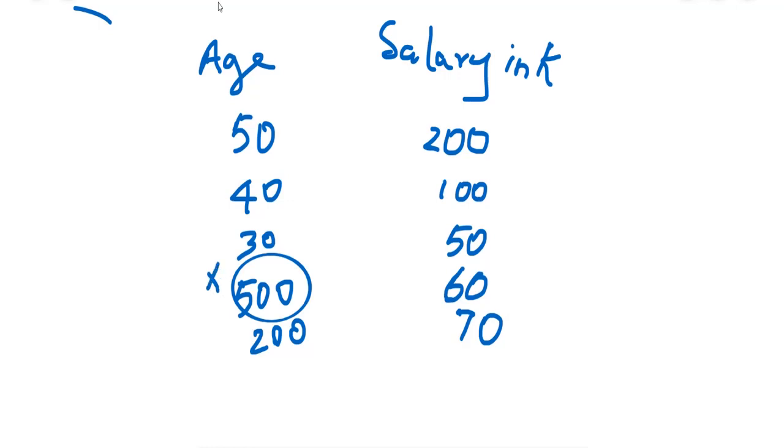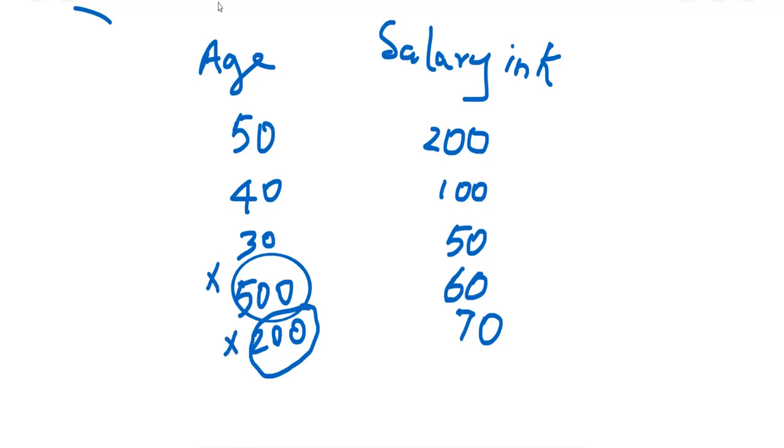So a person with age 500 is definitely not possible nowadays, right? So this is an unusual value, or an anomaly value, so this can be considered as an outlier. Similarly, if you find a person with age 200, again this can be considered as an outlier.